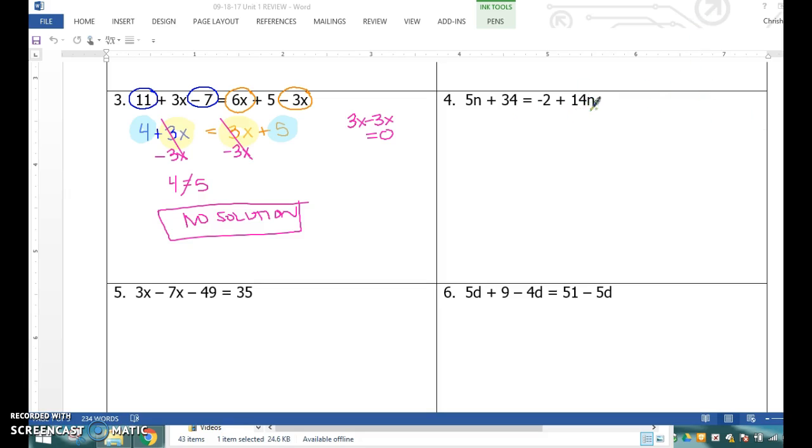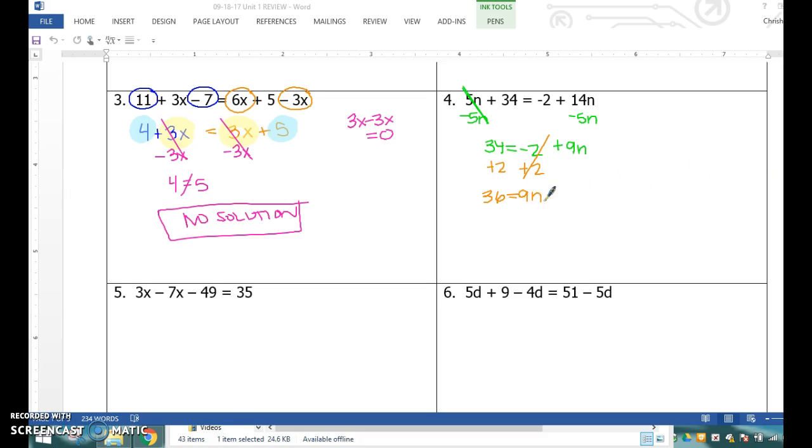I like to keep my variable coefficient positive, so I'm going to subtract 5n from both sides. 5n minus 5n is 0. So I'm left with 34 equals negative 2, and then 14n minus 5n would give me, whoopsies, 9n. Since I have my variables together on the right, I'm going to make it so my constants, just my numbers, are on the left. So I'm going to do the opposite of minus 2, which is add 2. Negative 2 plus 2 again is 0, and this gives me 36 equals 9n.